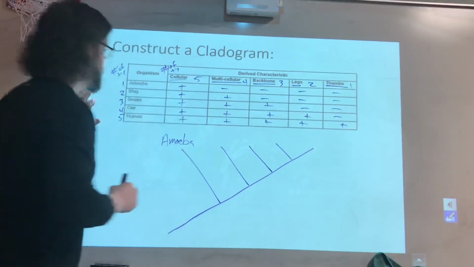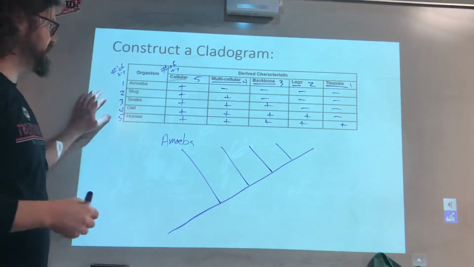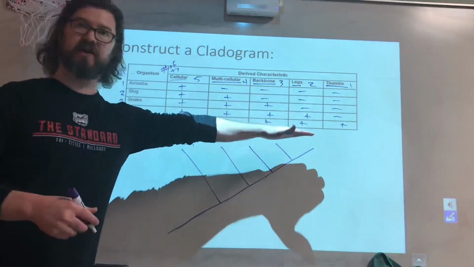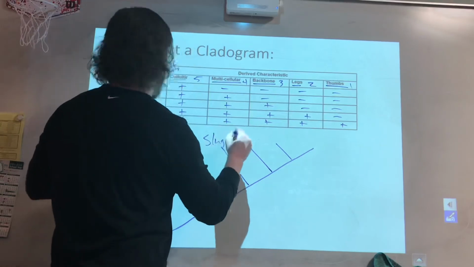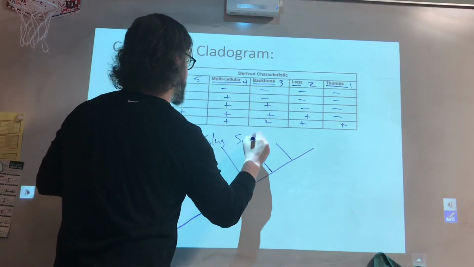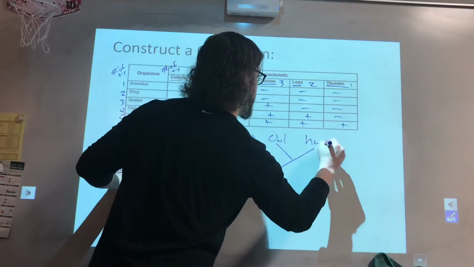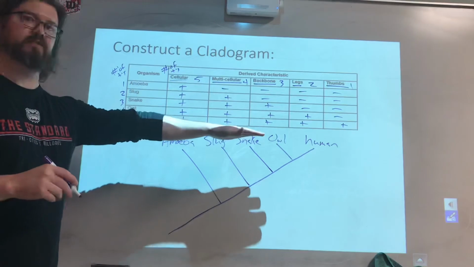And for one like this, it's kind of simple, and it goes 1, 2, 3, 4, 5. Since I know the amoeba is going to go here, this is going to be 2 characteristics. I can just go 1 through 5, like that. So amoeba, slug, snake, owl, and human. 1, 2, 3, 4, 5 from left to right.